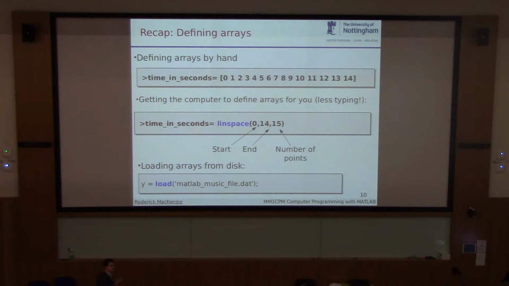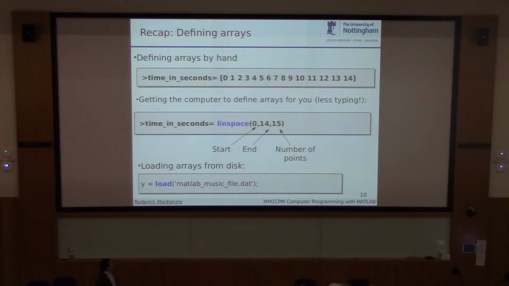A quicker way to do this would be to use the linspace command, and you'd go time in seconds equals linspace. 0 is the value at which the array starts, 14 is the value at which the array stops, and 15 is the number of numbers in the array. And of course, because we're counting from 0 to 14, there's actually 15 numbers, because 0 is also a number. So that's why we've got 15 there.